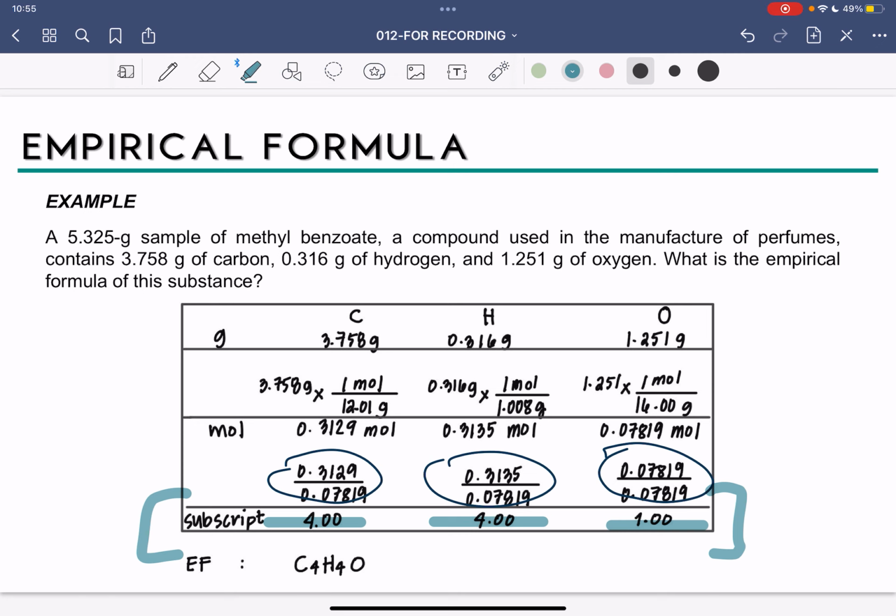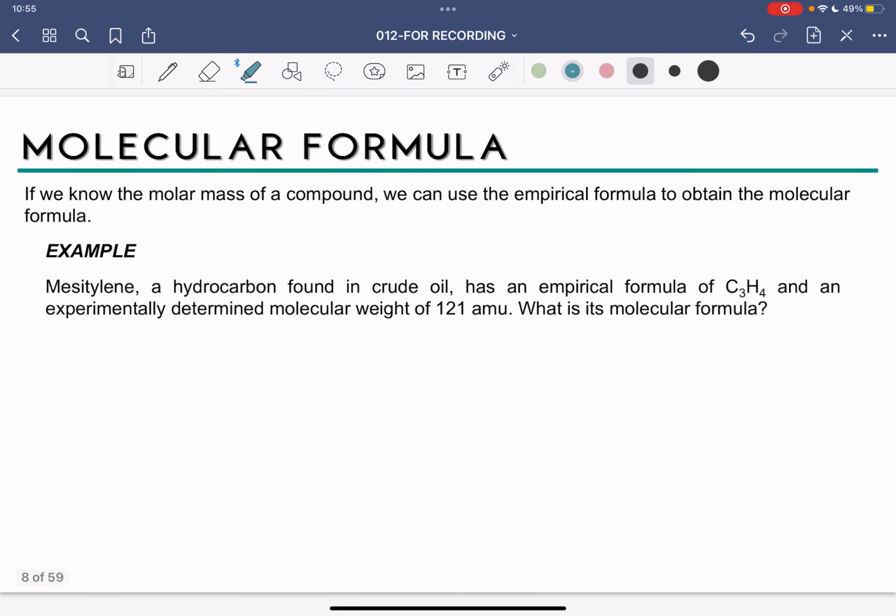Now that we have our empirical formula, kita sa molecular formula. If we know the molar mass of a compound, we can use the empirical formula to obtain the molecular formula. Remember that the molecular formula is the actual number of atoms per element in the compound. So we have mesitylene, a hydrocarbon found in crude oil, has an empirical formula of C3H4, and an experimentally determined molecular weight of 121 AMU. Sige, pangutana, unsa ang molecular formula.